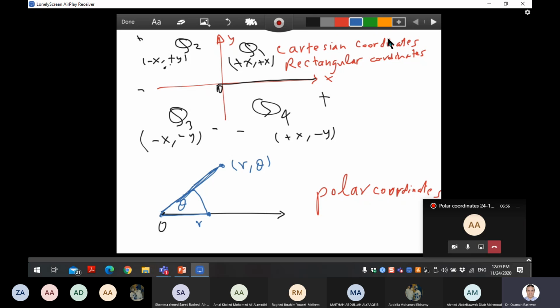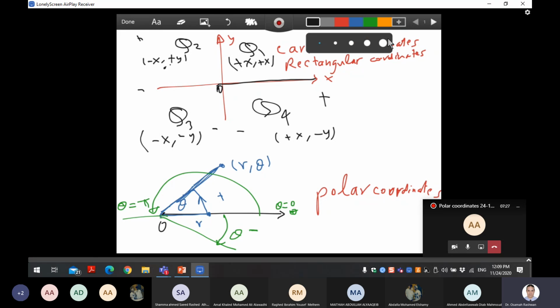with the polar axis, right? If you go anti-clockwise, your theta is positive, but when you go clockwise, your theta is negative. Okay. Your theta starts from here, theta is 0, and ends up here at theta equal to pi if you go anti-clockwise. If you go clockwise, you start from 0 to minus pi, right?